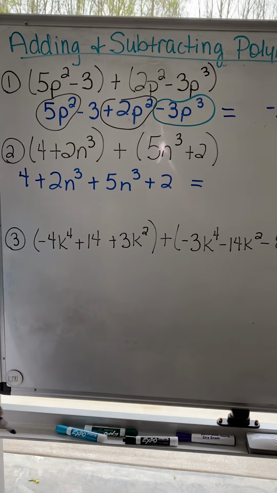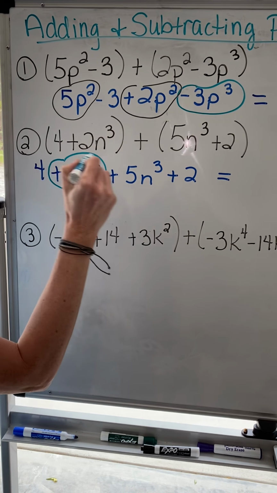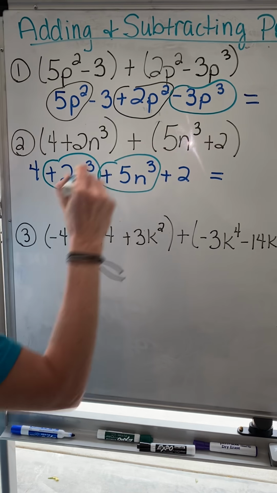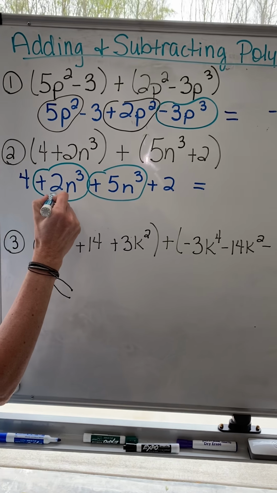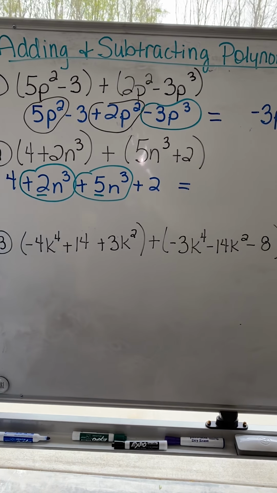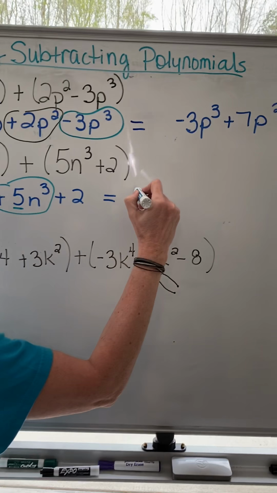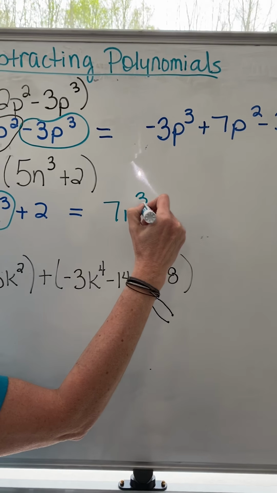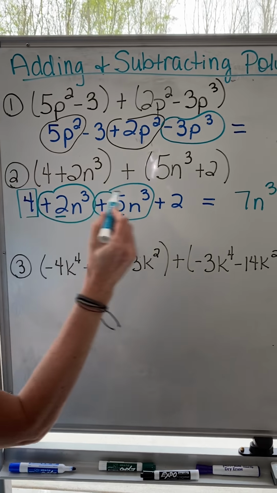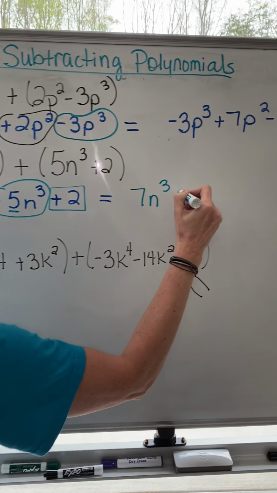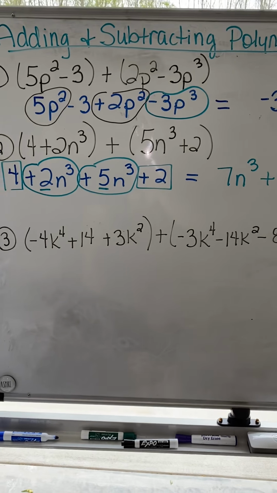Like I said, the first thing I'm going to look for is my highest exponent, which is a 3. I have this term that has an exponent of 3 and this term that has an exponent of 3, so I can just put those two together. When you're combining these, you just add the coefficients. You're not going to change the exponents at all. So 2n to the third plus 5n to the third is a total of 7n to the third. Then my last two are just these constants. I'm going to add my 4 and my 2 together, and that's going to be a plus 6 on the end. There's nothing else I can do to that, so that's your final answer for number 2.